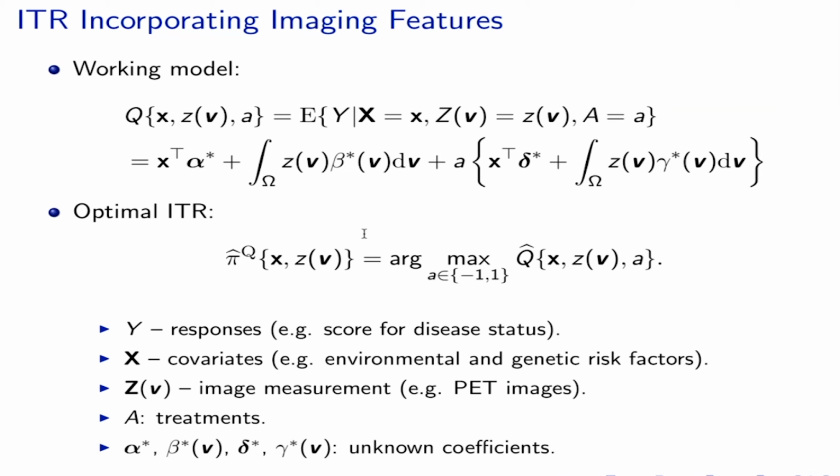So here, the variable of interest, the response, is a score for the disease status. That could be a measurement, a criterion to measure the diagnosis status. And first, we want to estimate all the coefficients associated with the environmental and genetic risk factors, and also the coefficient associated with the image measurement. After we estimate all these coefficients, we want to maximize this working model, so that it can guide an optimal individualized treatment regime. That's what we want to do here.